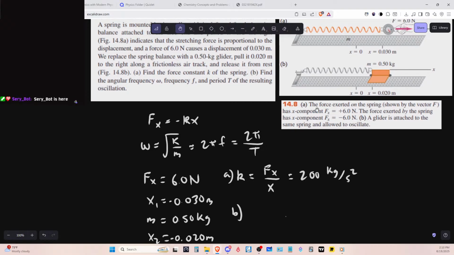So let's see. Force exerted on the spring, the x component is plus. The force exerted by the spring, the x component is less than. The glider is attached to the same spring and oscillates. Okay.